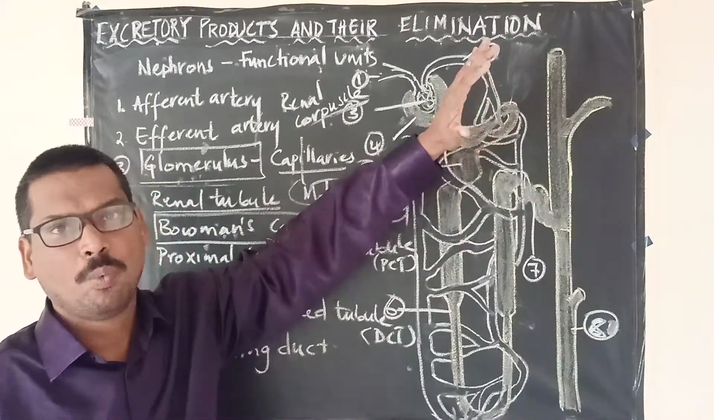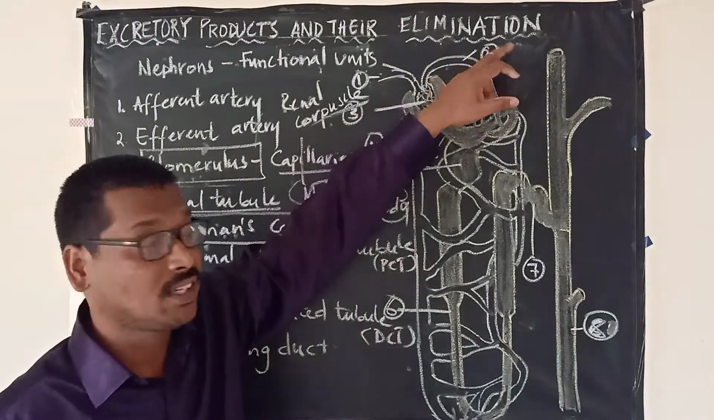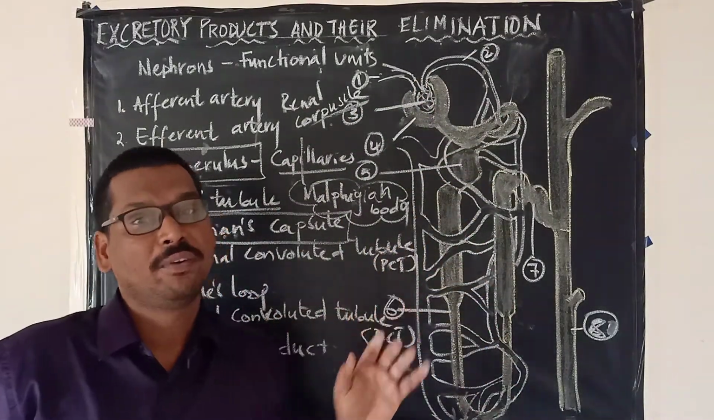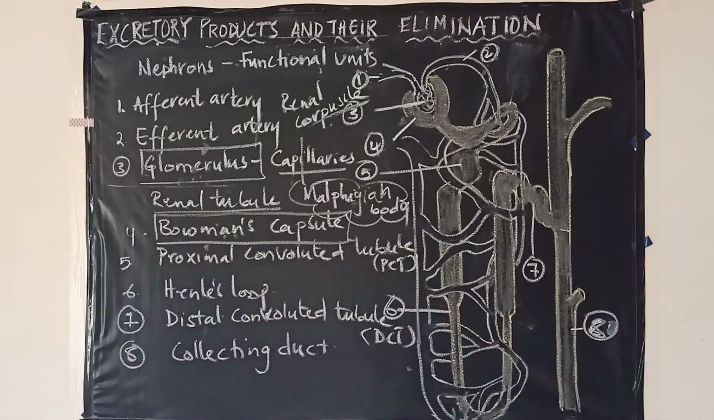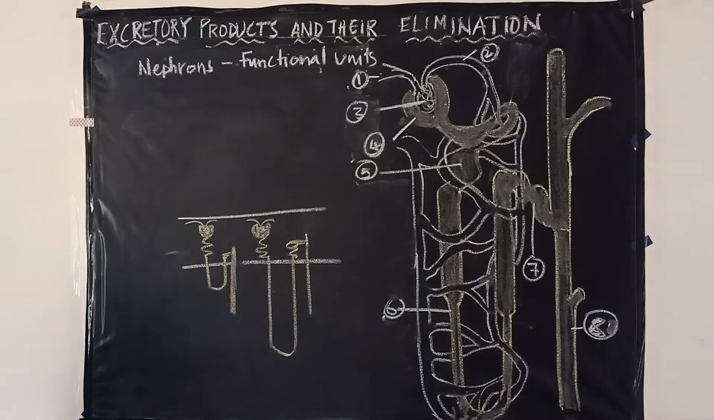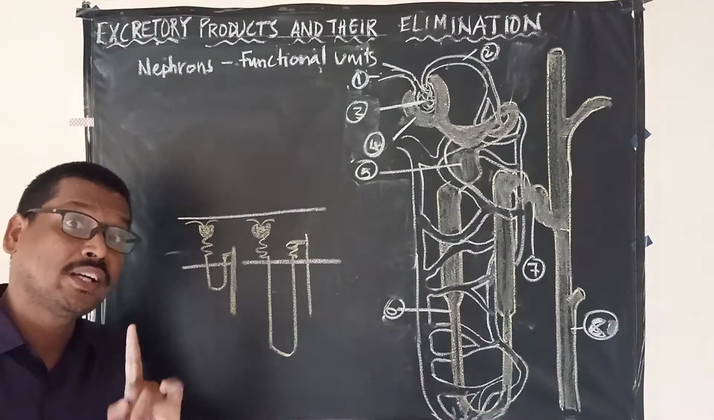So let us see what is the importance of this efferent artery that is coiling around the blood vessel. We are going to look at and see this now. Now here we should remember the most important part where you should not get confused.